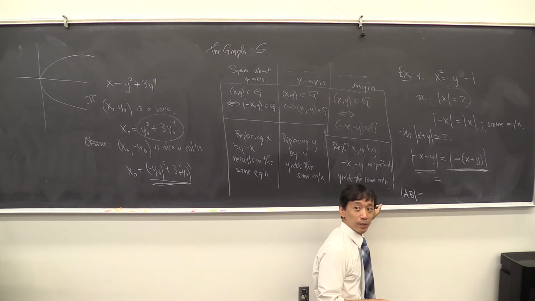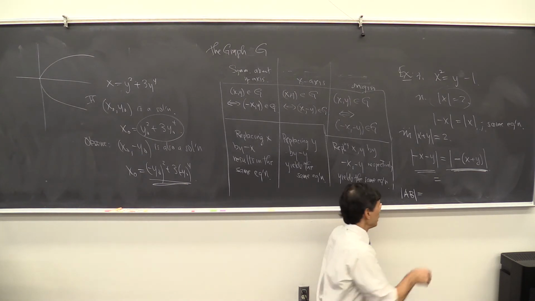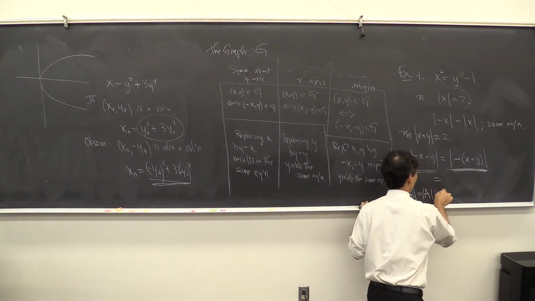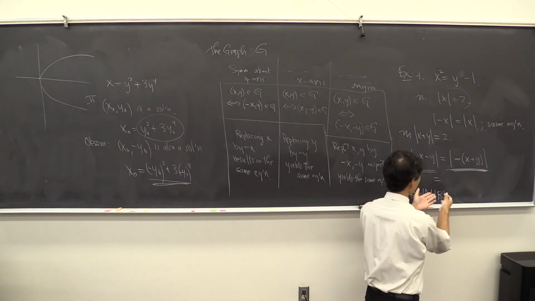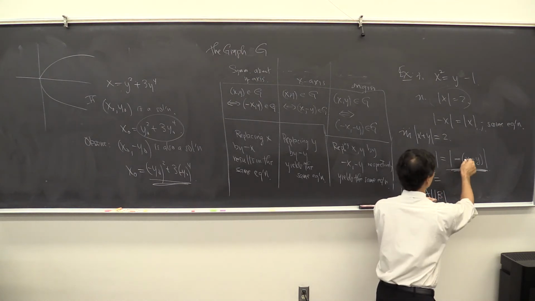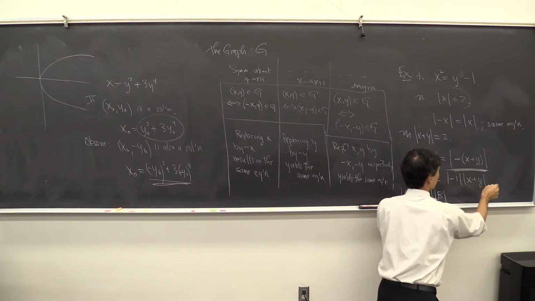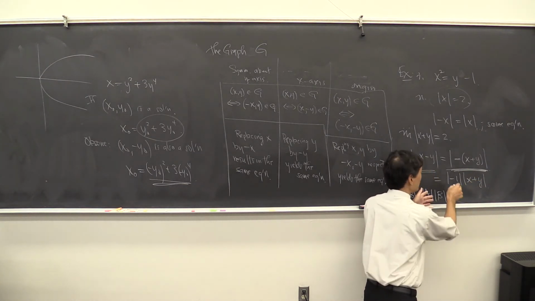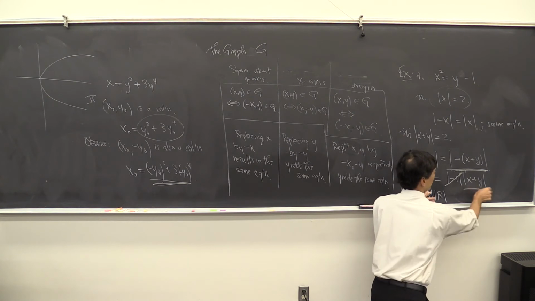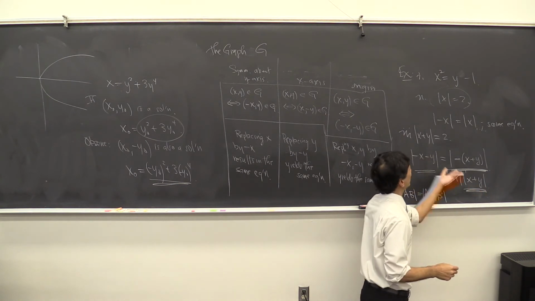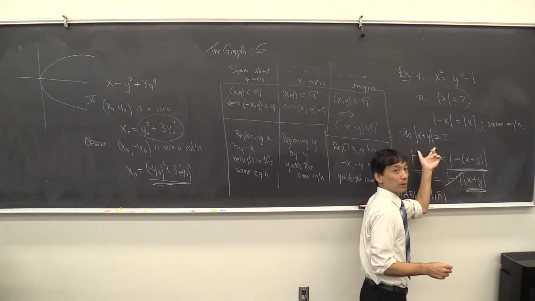Fern? Exactly, right? The absolute value of a product is the product of the absolute values. And so we get the absolute value of negative 1 times the absolute value of x plus y. But the absolute value of negative 1 is just 1, and so we're left with the absolute value of x plus y. So we get the same thing.